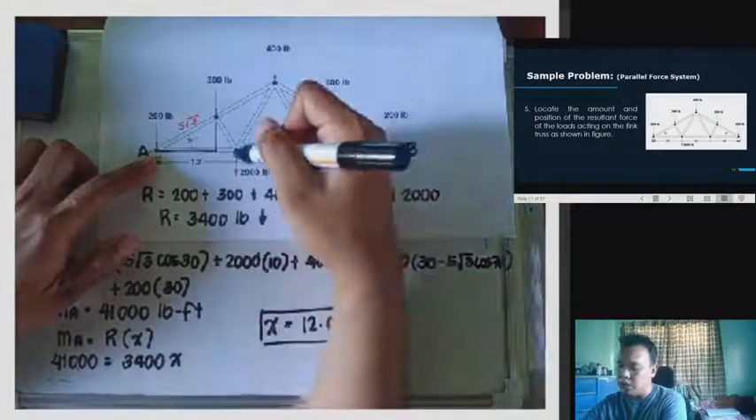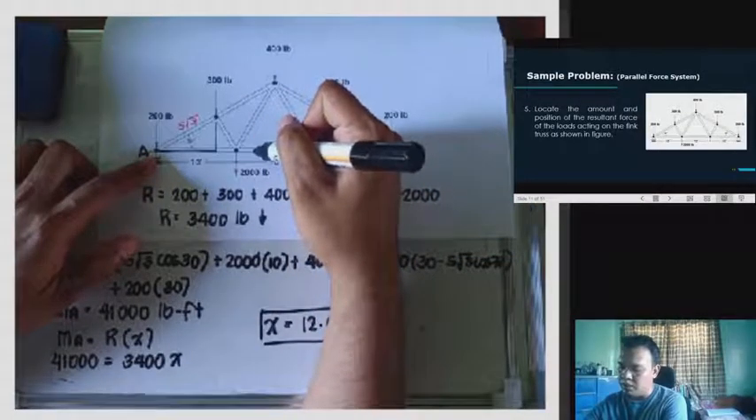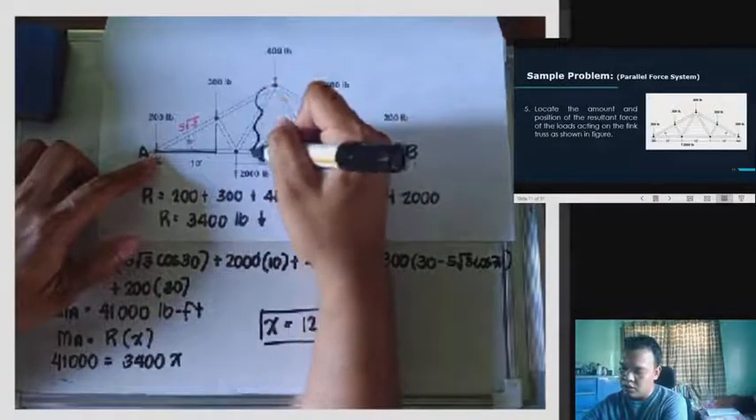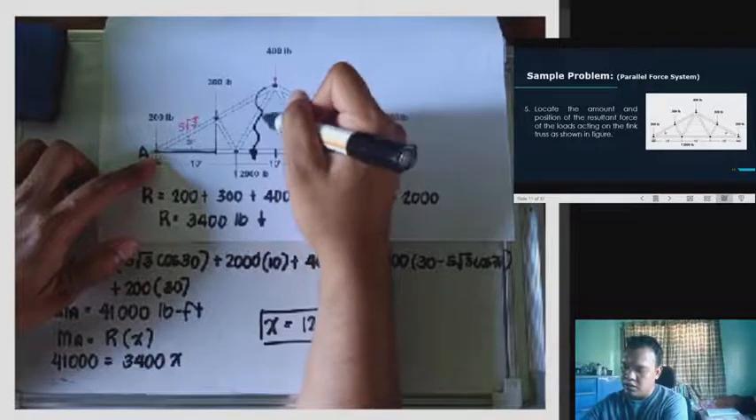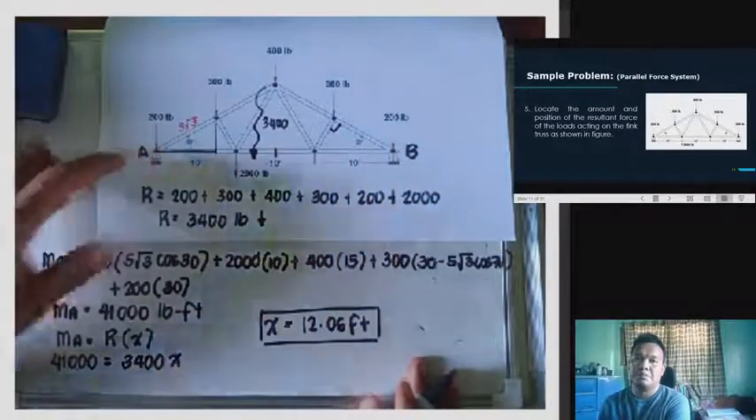So, ibig sabihin ito ay 10. So, bandang dito, kasi ito 15 na to. So, 12.5 yun nandito. So, nandito siya sa ditong part. So, the resultant will act on this part. 3,400, no? Yan.